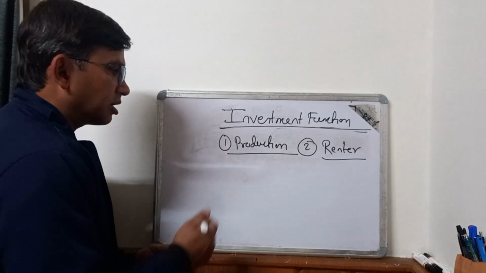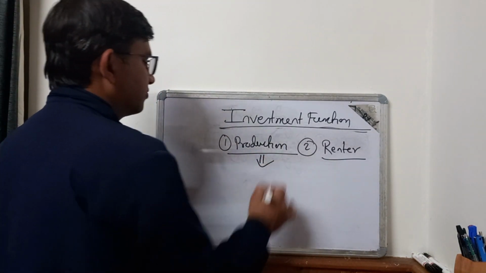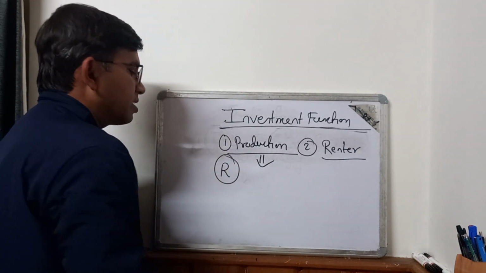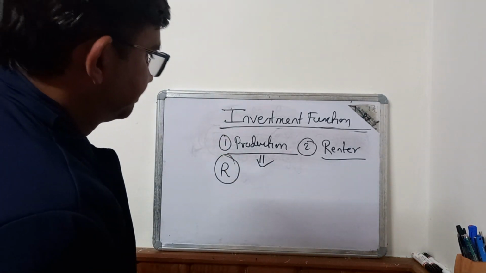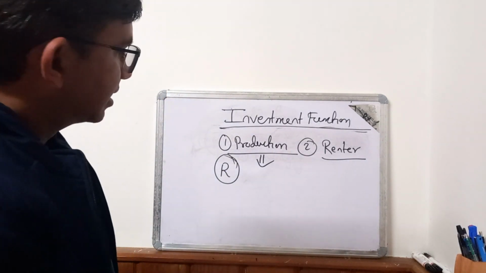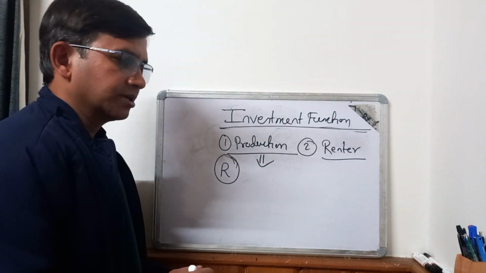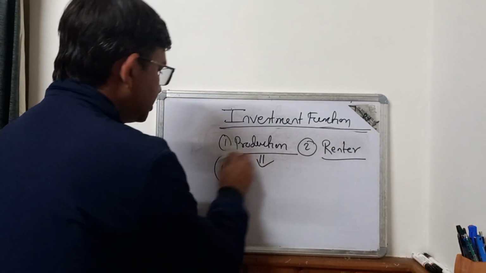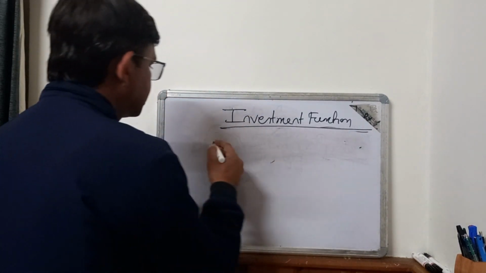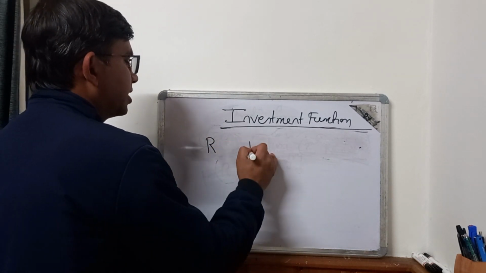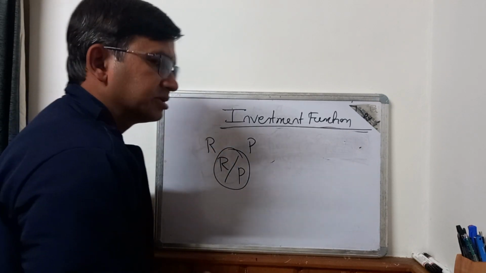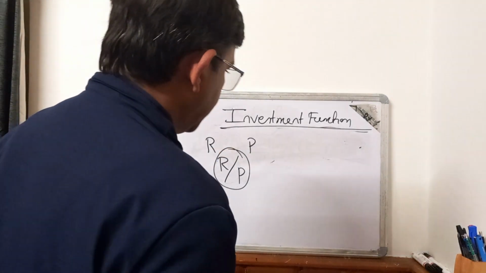So first we will start the cost benefit analysis of the production firms. The production firms have to pay rent R for using the capital, and capital is used in the production. So R is the rental rate of capital and P is the price, so we can say that R by P is the real rental rate of capital.